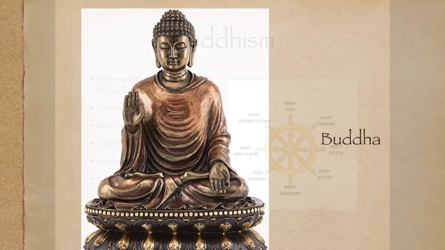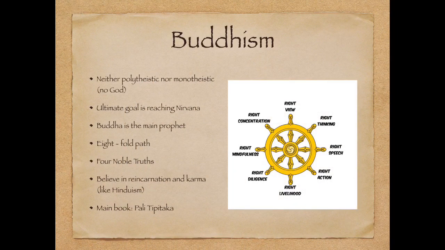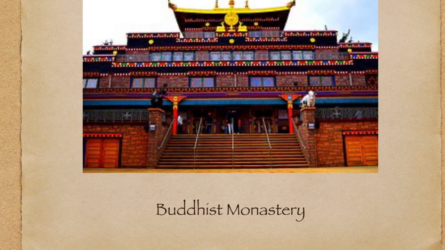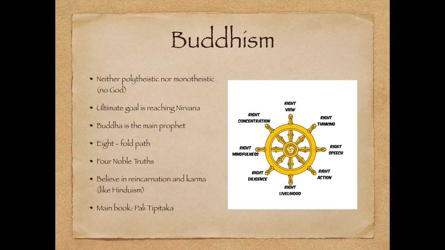Buddhists believe in the Eightfold Path to attain nirvana, and the Eightfold Path is in the picture on the right. They also believe that the teachings of Buddha can be summarized into four noble truths, mainly the truth of suffering, the truth of the cause of suffering, the truth of the end of suffering, and the truth of the path that leads to the end of suffering. So these are the four truths that Buddhism tries to address. Like Hindus, Buddhists believe in reincarnation and karma, and their main book is the Pali Tipitaka.